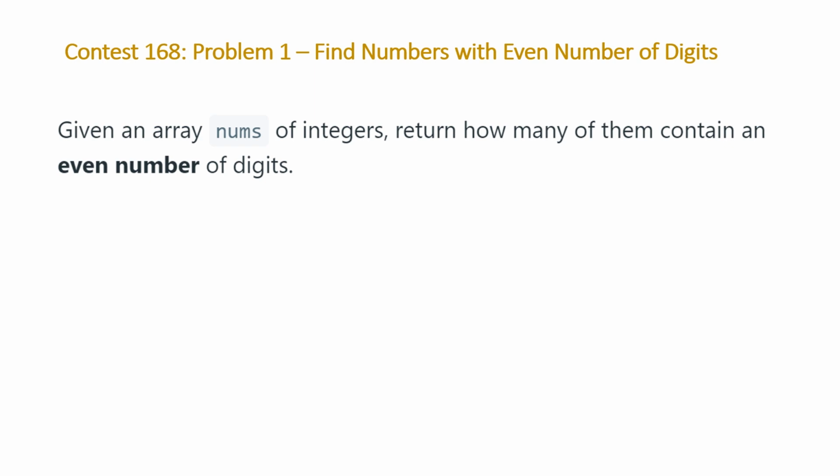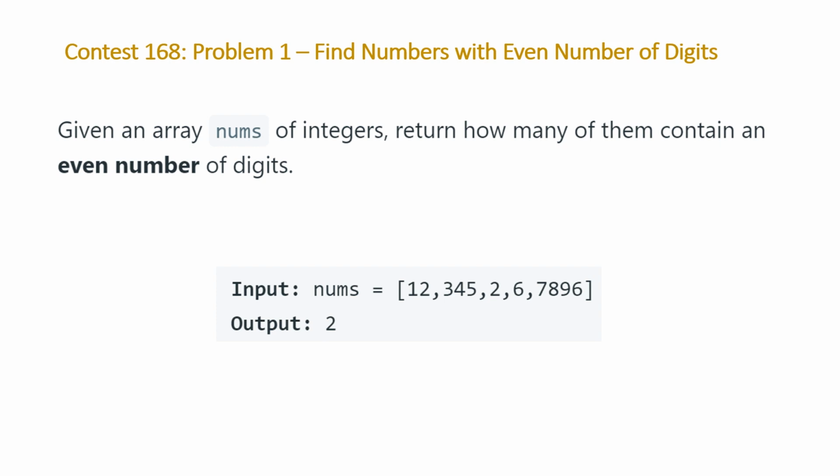So one of the examples given is the following. We have nums which consists of 5 integers, 12, 345, 2, 6, and 7,896. And the result is 2 because only 2 of these integers contain an even number of digits, those being 12 and 7,896, which contain 2 and 4 digits respectively. The remaining integers all have an odd number of digits, therefore they don't contribute to our final count.